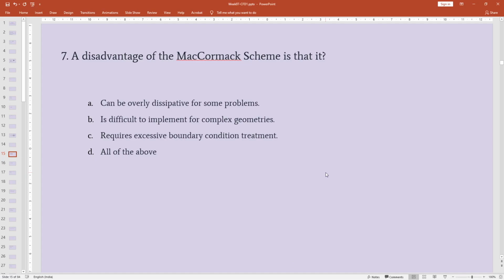So the answer is, we already said that it has a dissipative property. The disadvantage of the McCormack scheme is that it can be overly dissipative for some problems. So our answer for this question is option A. It can be overly dissipative for some problems.